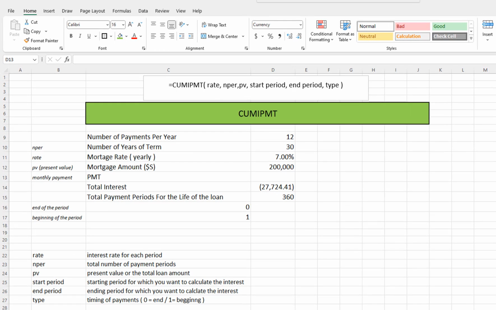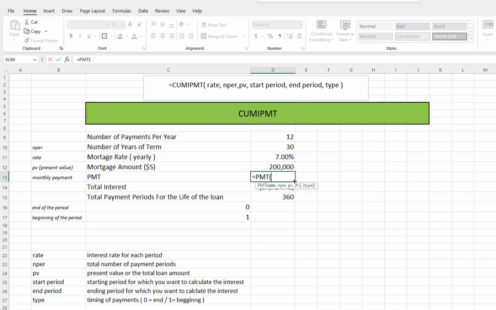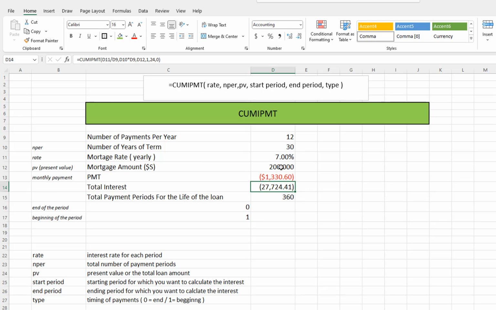Now the other part of this equation is how much the total monthly payment actually is for this mortgage, which we can calculate with the PMT formula. And this is just simply typing equals PMT. Next, we're going to take the rate divided by the months, comma, times the total monthly payments during the life of the loan, which would be 360, or simply 30 times 12, comma, and the present value, or the total loan amount. And this is how much your monthly mortgage payment would actually be.